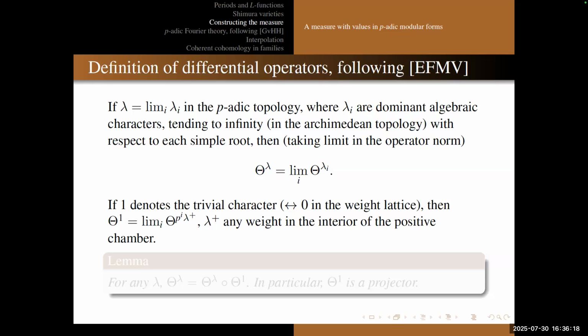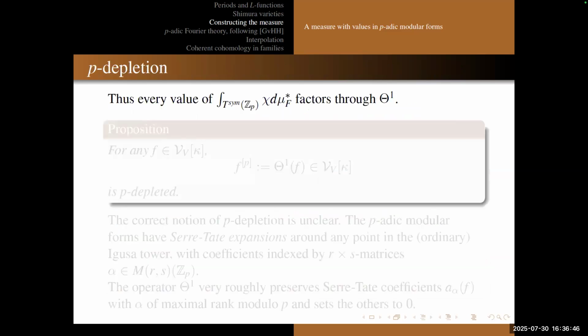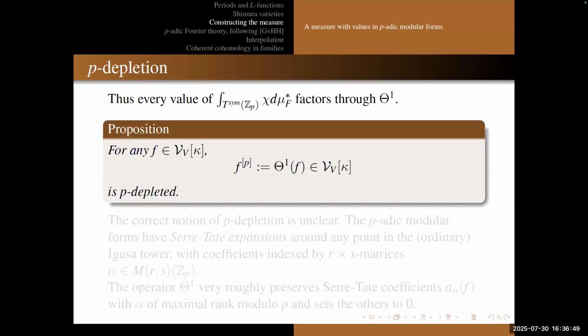And then you see that, for example, theta lambda composed with theta lambda prime is equal to theta lambda times lambda prime. So in particular, theta lambda itself factors through theta 1, the trivial one, and theta 1 is a projector. All right, what is this projector? Every value of the measure factors through this theta 1. So here's a proposition with no content, or you could say this proposition is a definition.